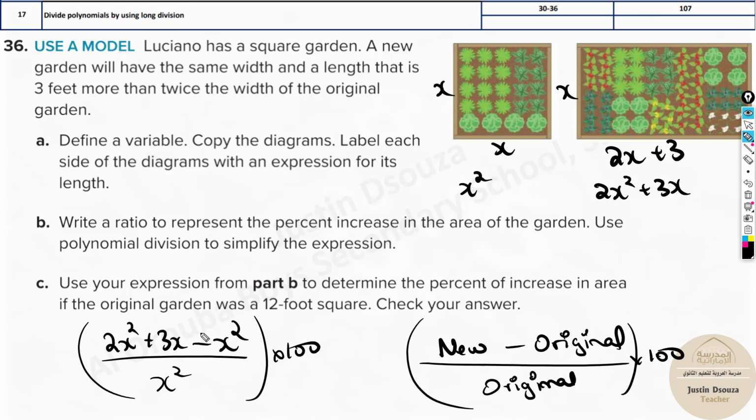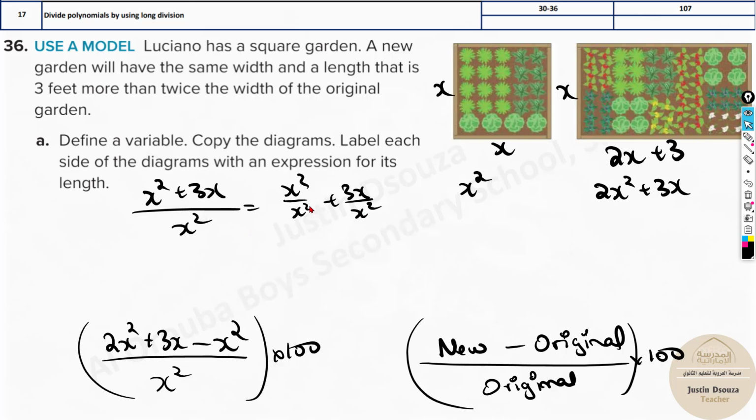Now this can be simplified further. I'll just write it up. It will be x squared plus 3x divided by x squared multiplied by 100. But this also can be simplified. How? Distributive property. This is x squared by x squared plus 3x by x squared. Let's just go to a blank spot. Over here, you're doing this, and then what is there? It will be 1, because x squared by x squared, plus 3 by x, the whole times 100. That is the variable equation for the second problem.